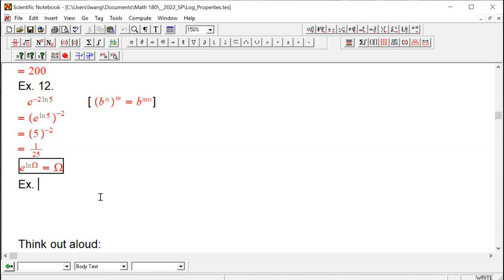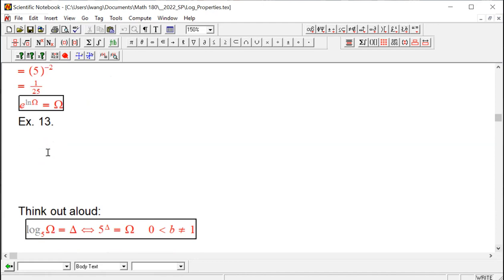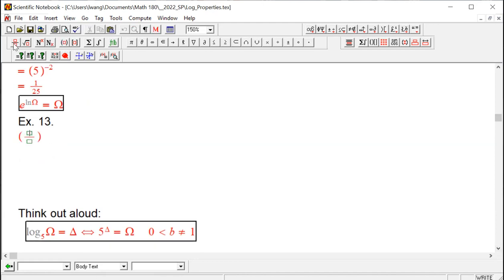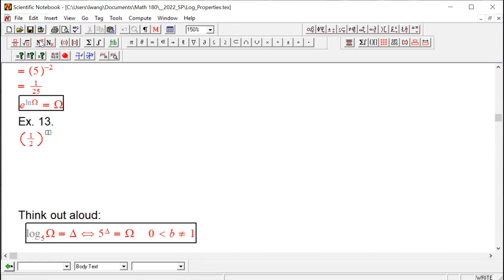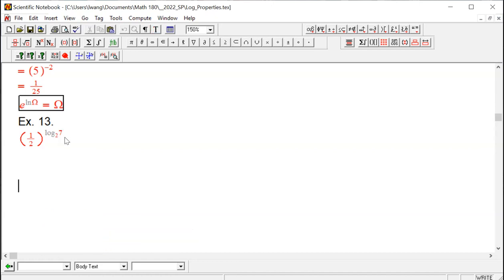Okay. Example number 13. Okay, this one, I put this one on an exam in the past, and it has been pretty challenging for our students. Okay, so we have log base 2 of 7. What does that equal to?